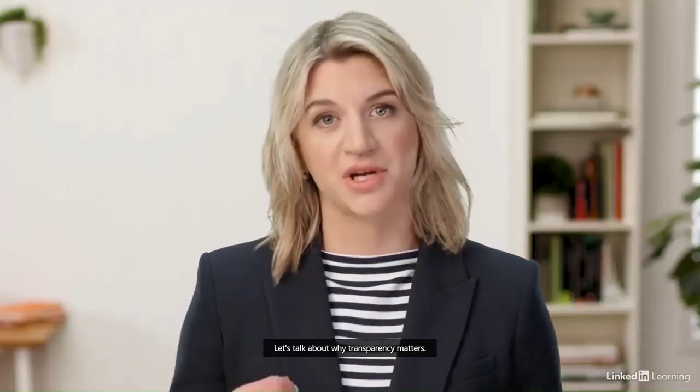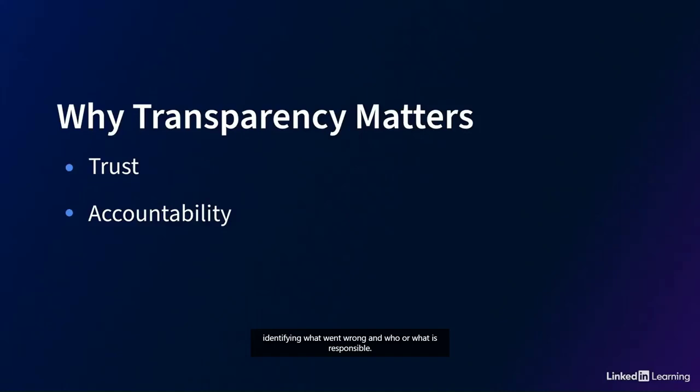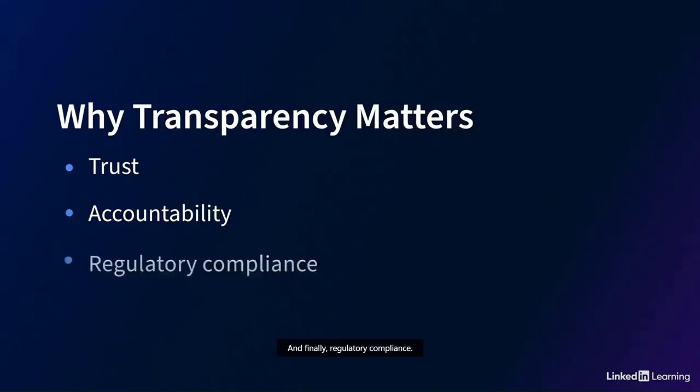Let's talk about why transparency matters. First, trust. If people don't understand how a model makes decisions, they're less likely to trust it. This lack of trust can be a roadblock in AI adoption. Accountability. In case of errors or controversial outcomes, transparency is key to identifying what went wrong and who or what is responsible. And finally, regulatory compliance. Certain industries require explanations for automated decisions. Transparency isn't just ethical, it's often the law.